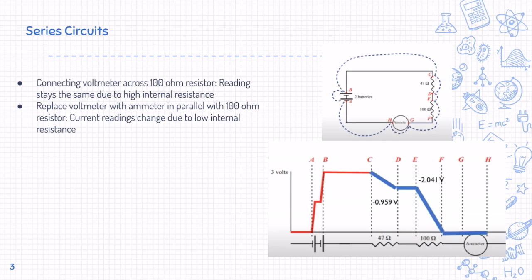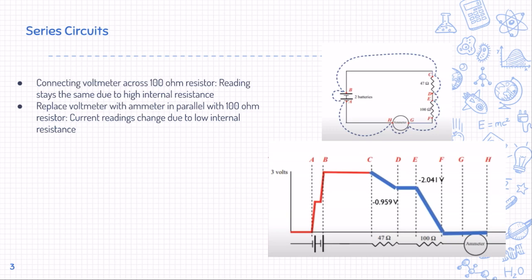So here you can see we measured resistance at different points on this graph, and from the points D to E and the points F, G, and H both have flat readings, meaning there's no change in potential difference. And this is because the wires are ideal and they have zero resistance.